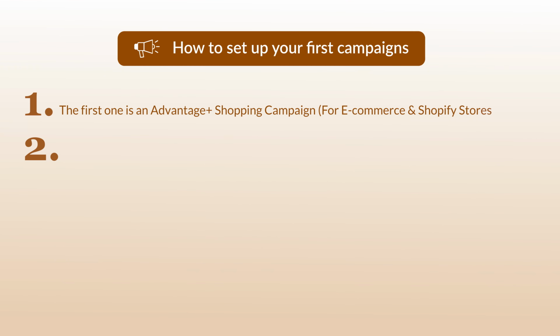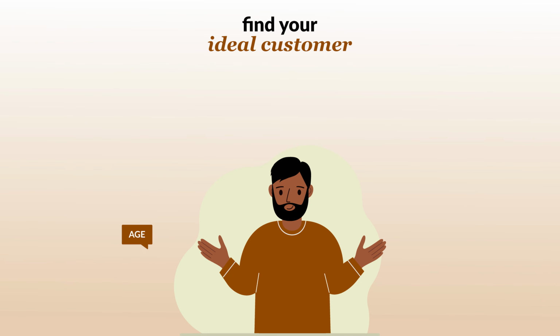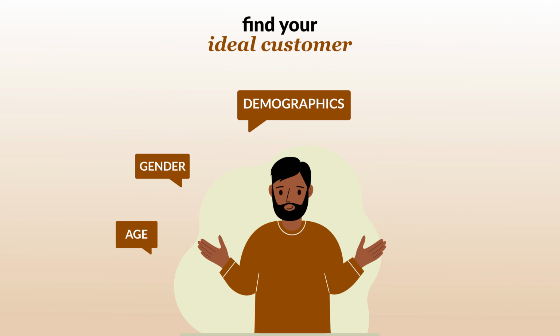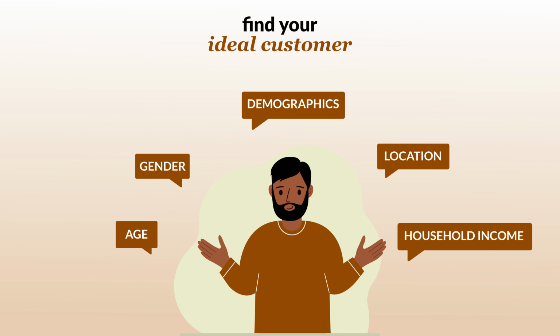The second is a niche interest targeted campaign. This targeting campaign further helps train the algorithm to find your ideal customer, including their age, gender, and other demographics like location and household income. But make sure you target people based on their interests. For example, fitness for gym brands or entrepreneurship strategies for use with AI software.